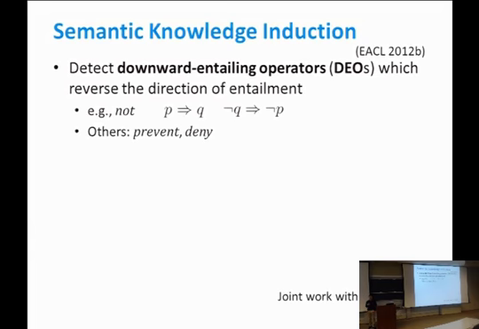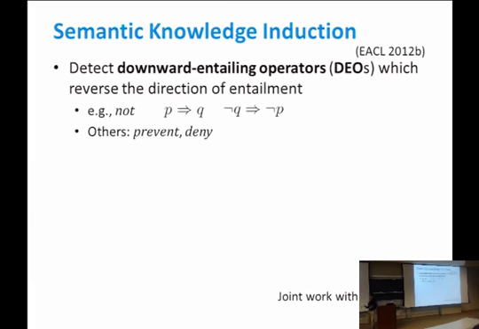And the third project that I'll just briefly mention is on semantic knowledge induction. In this project, the goal is to detect a class of semantic operators from text, known as downward entailing operators. These semantic operators reverse the direction of entailment from a set theoretic point of view. So suppose you have some antecedent P, which entails some consequent Q. In the presence of the negation marker not, this reverses the direction of entailment to not Q entails not P. But it turns out it's not just the negation marker not that exhibits this property. There's a whole class of words which also have the same effect, including, say, prevent and deny.